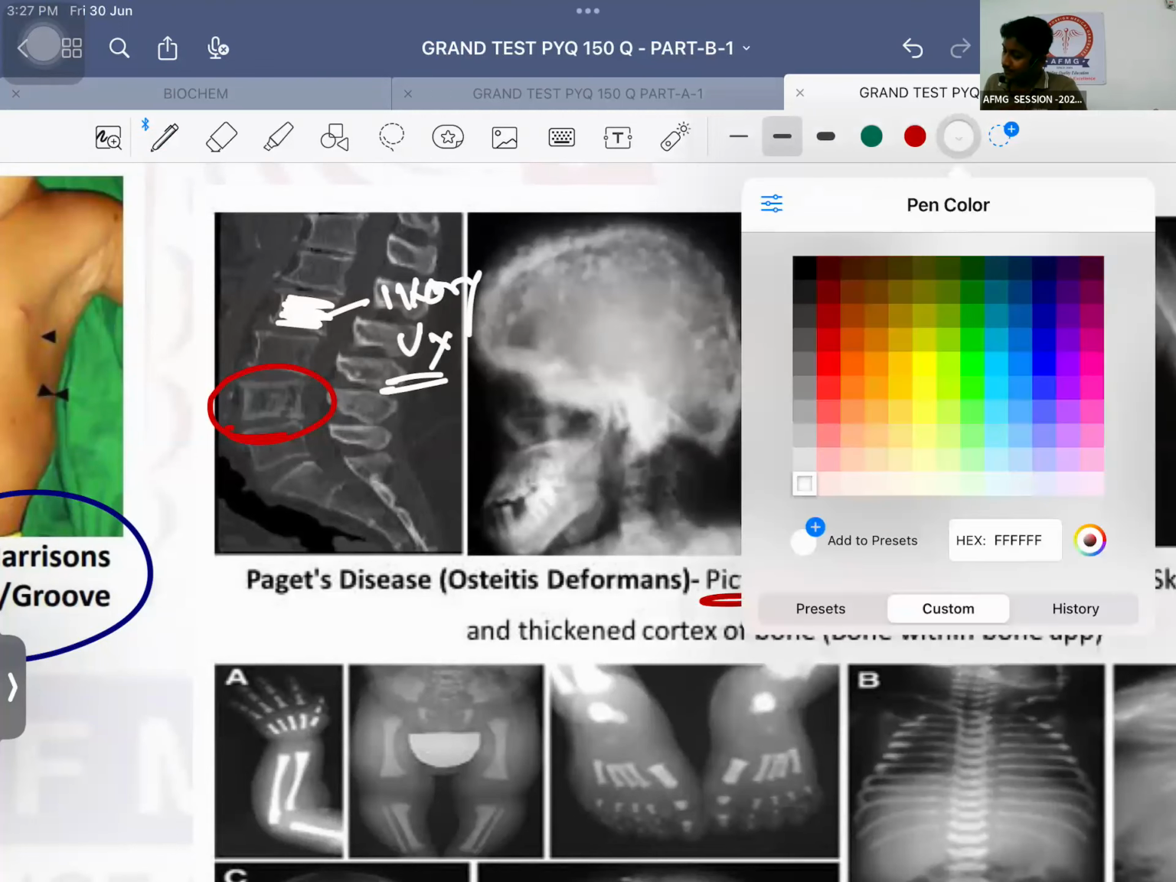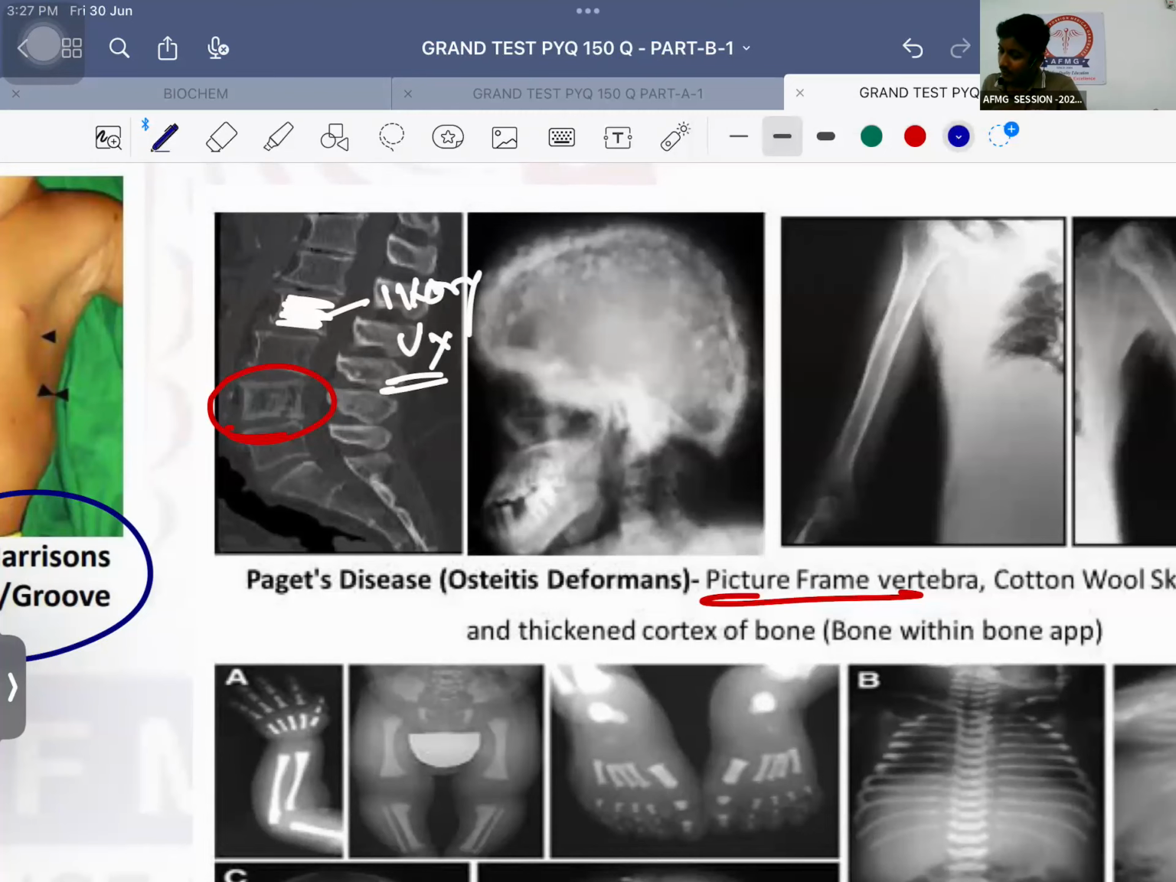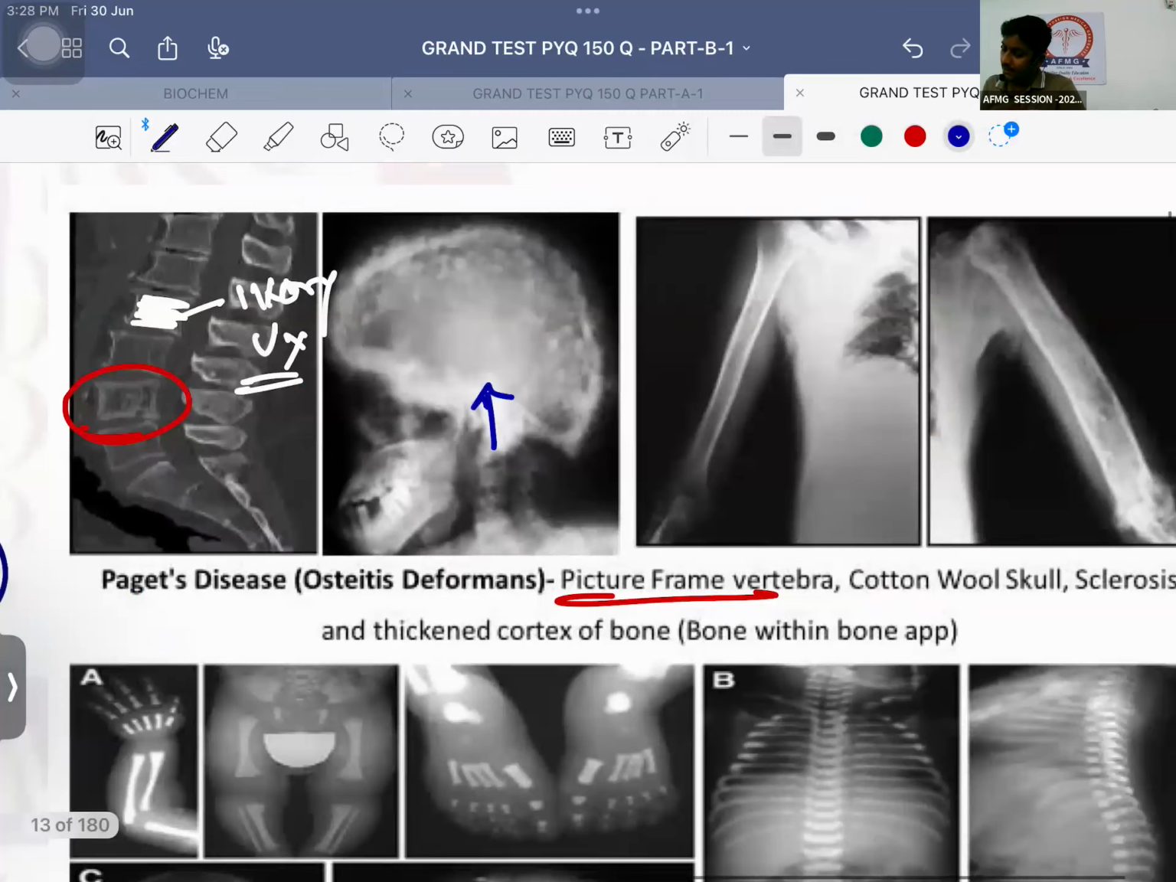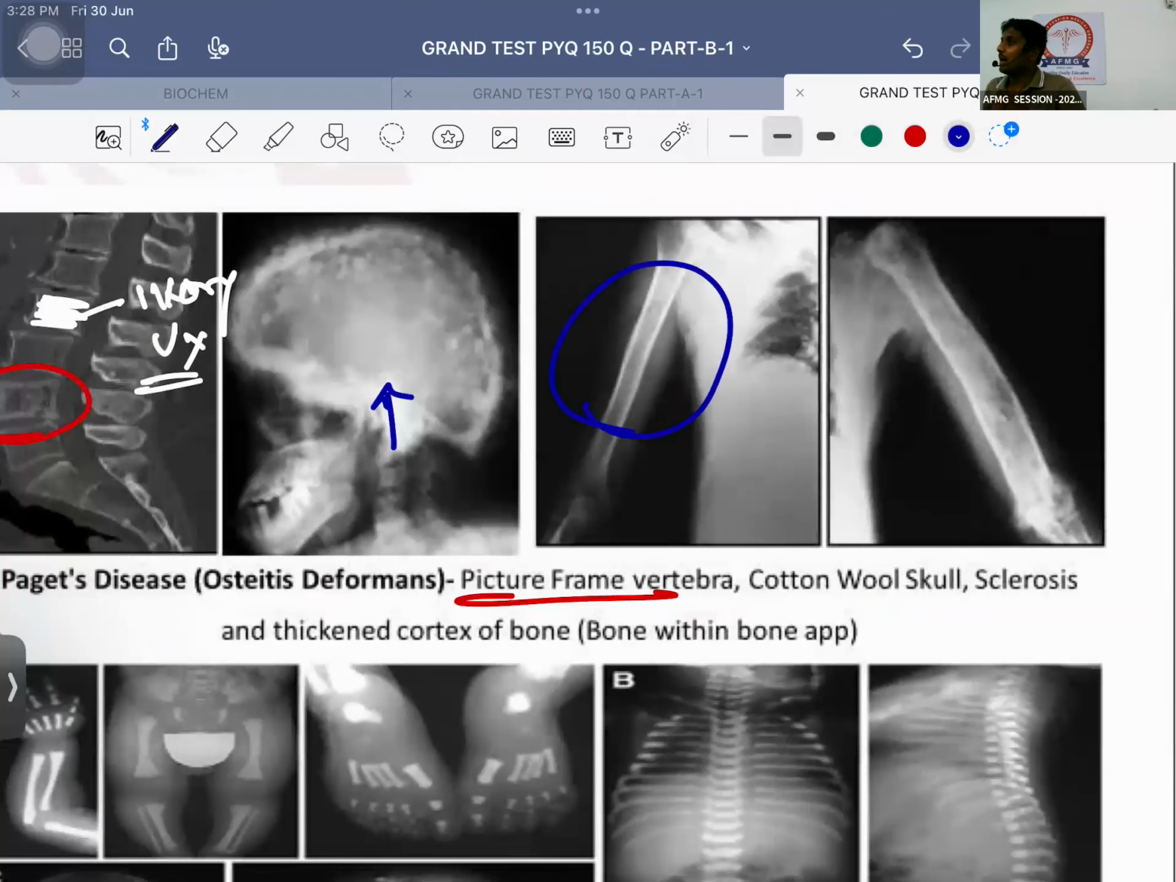Then important, next one. In cases of this one, X-ray skull shows what? Cotton wool skull classically. And this is what? Again, the margins or the cortex of the bone are very, very thick and white. These are called bone within bone appearance. Please remember. No issues with this. And important is in the skull also, in the early stages.